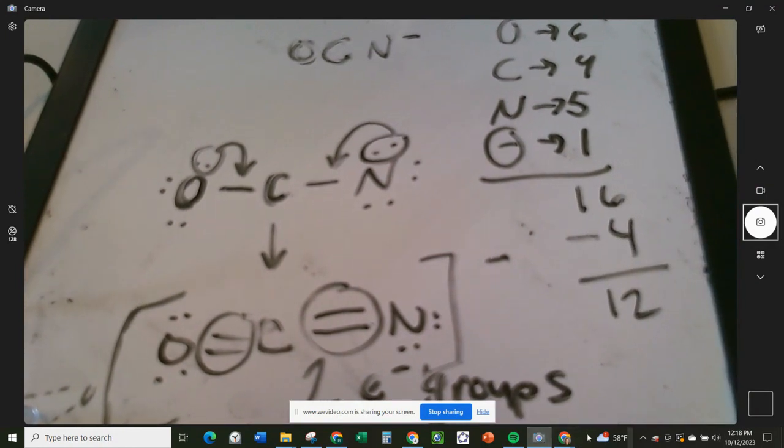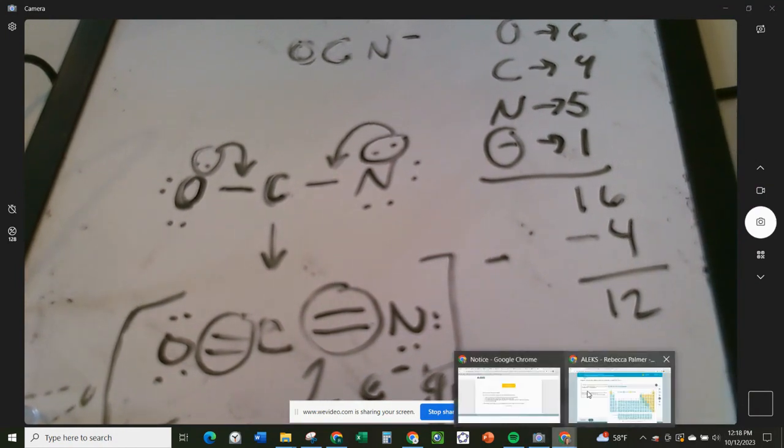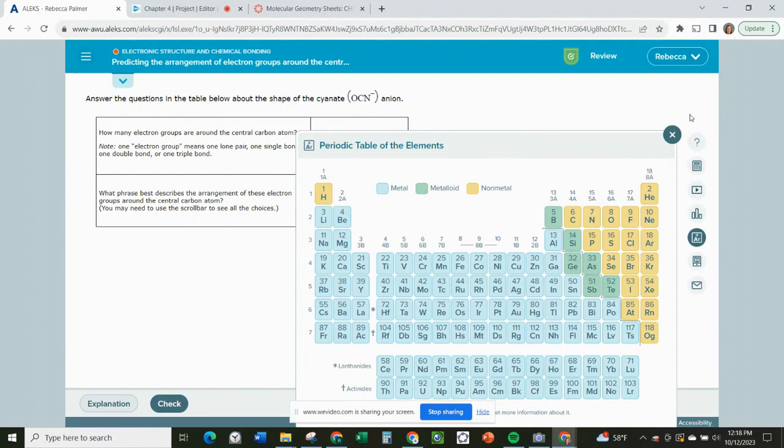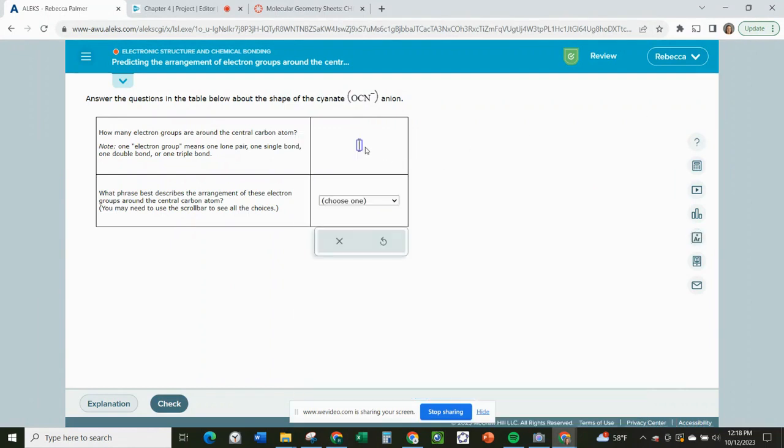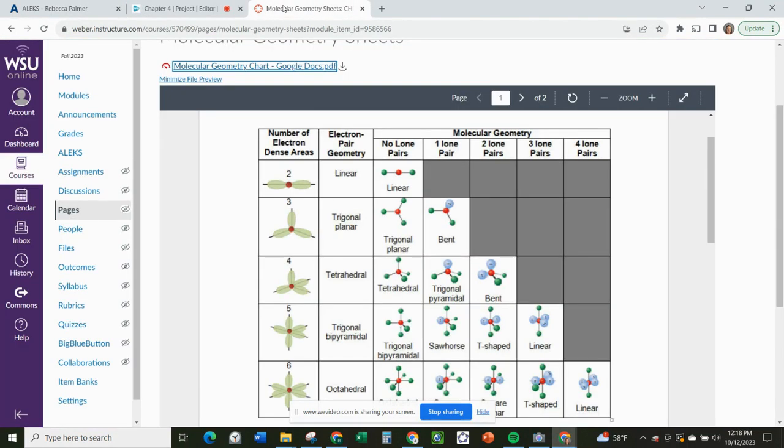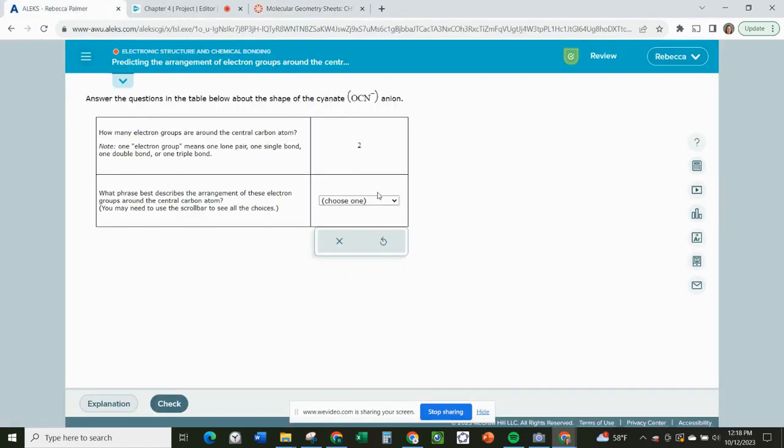So let's go back to our Alex. This has 2 electron groups, and it says, what phrase best describes the arrangement of these electron groups? So we just care about the electrons. We don't care if there are lone pairs, and there aren't any on the central atom. If there are 2 electron dense areas, like in our molecule, this is linear. So then we just have to do the pull down. This is linear.